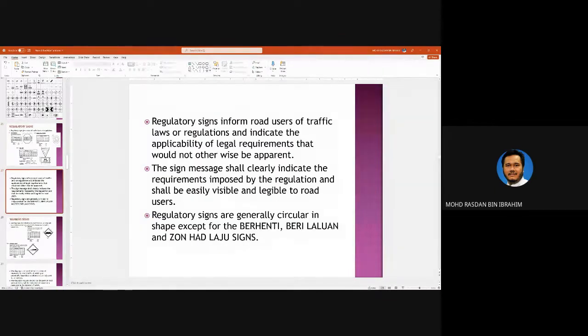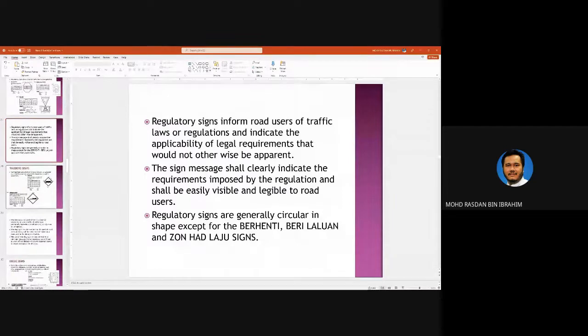The sign message shall clearly indicate that the requirement imposed is easily visible. So this is where you make sure of the font, and also the reflectivity. All signboards should be reflectorized, not just the road line paintings. The amount of reflectivity must also be tested, and you need to make sure that it is good.